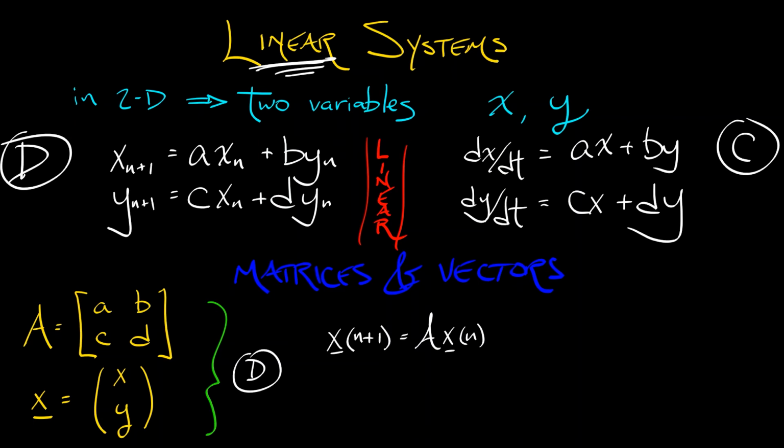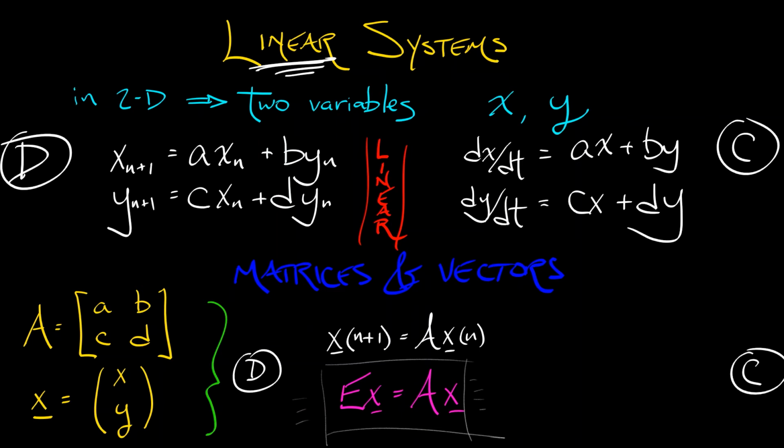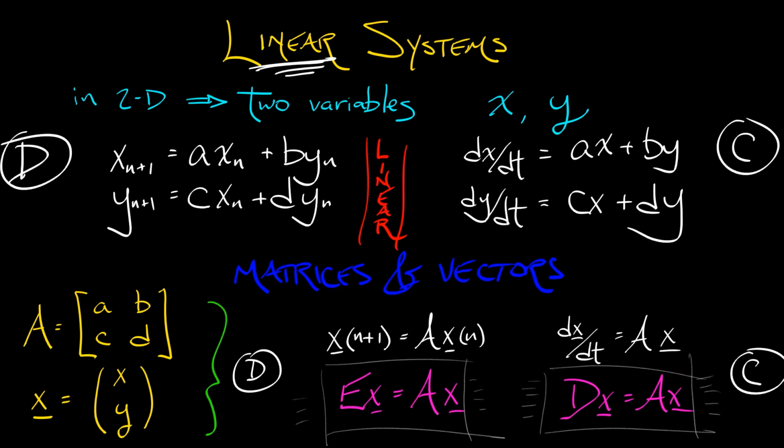Now, I much prefer to write this out using the language of operators. If we use the shift operator E on these vectors, x as a function of n, then we get simply Ex equals Ax, a familiar equation. What does this look like in continuous time? In continuous time, writing this out in terms of how a vector of variables evolves, we have dx/dt equals A times x, or if you like in operator language, Dx equals A times x.